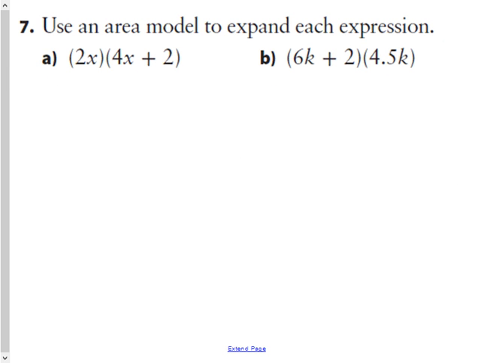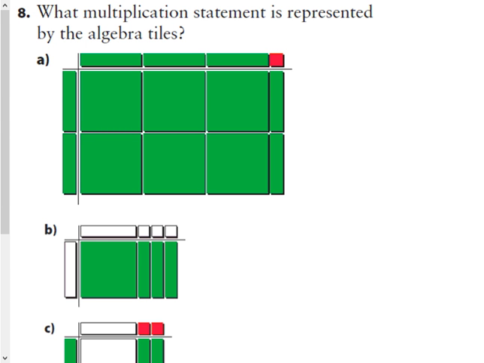Question number 7, again, area model. I'm going to skip it because we just did the last one. It's not too much different, and we're running out of time. Question number 8, we're starting to use a second method for determining the product of a monomial times a binomial.